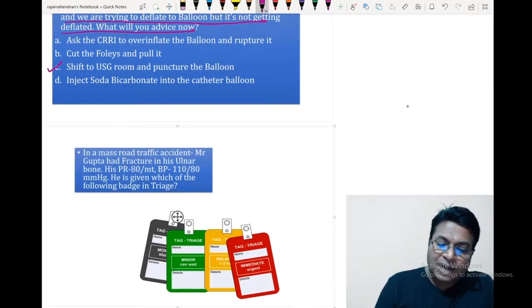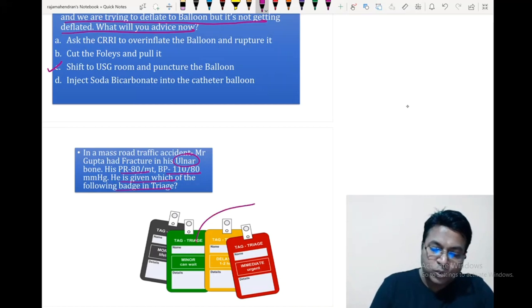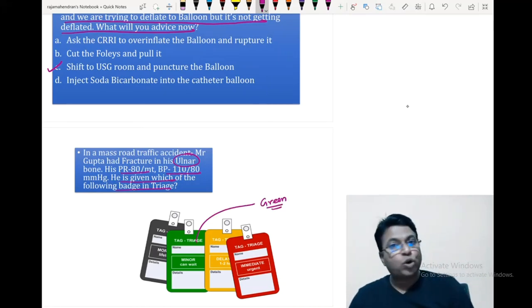In a mass road traffic accident, Mr. Gupta had an ulnar fracture, pulse rate normal, BP normal. Which of the following badges is given to him? He is a walking wounded patient, so green badge. This patient will get a green badge ticket and come to the hospital.